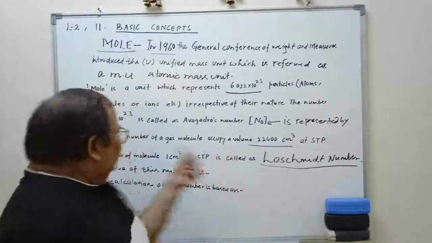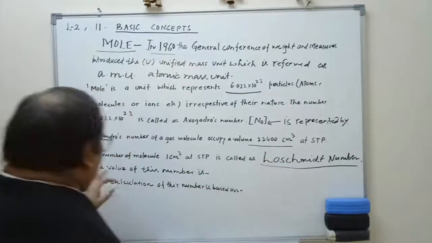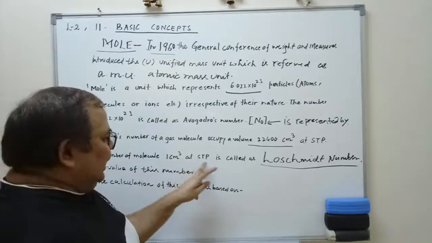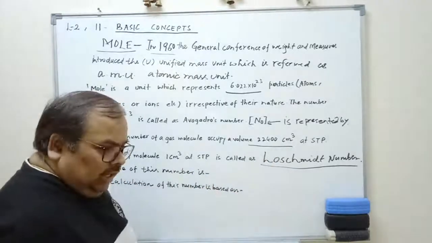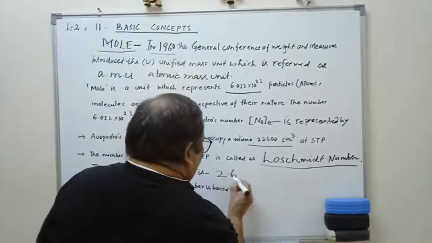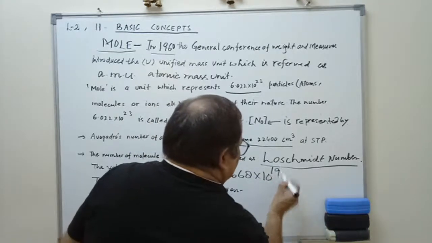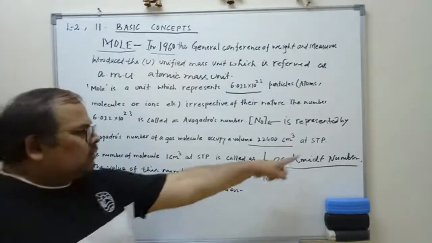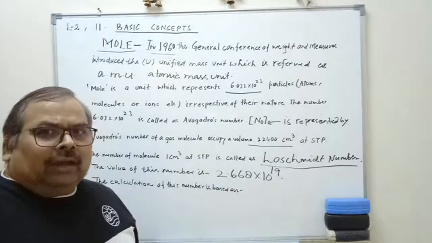This is very important, and you very well know this is per centimeter cube. Then the value of this number, which is known as the number of molecules in 1 centimeter cube at STP, the Loschmidt number. What is the value of this number? This is equally a very important question. It is 2.688 into 10 to the power 19. This is also very important. The value of the Loschmidt number will be equal to 2.688 into 10 to the power 19.